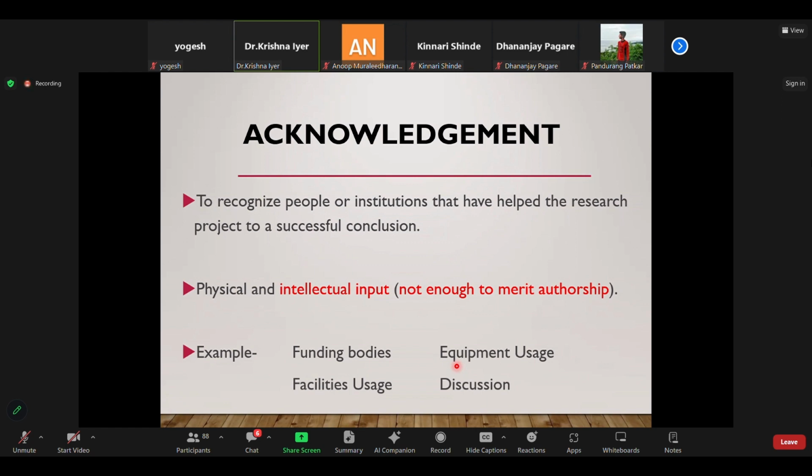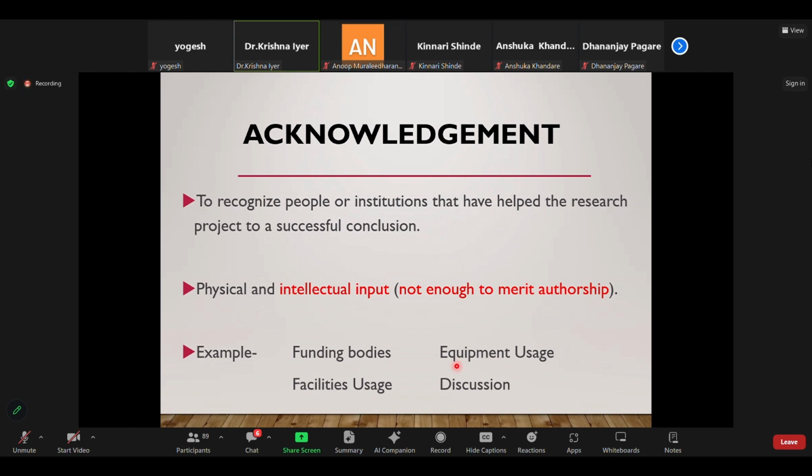Or somebody who gave an intellectual input which helped you in writing the paper, but is not enough to merit authorship. For example, somebody wants to know which statistical method to use, so they talk to a statistician who says, this is the best way to do this. That information you use to do the statistics, but that is done by another statistician. Then the other statistician might merit authorship, but the first one does merit acknowledgement because they are the one who directed you to do this work.